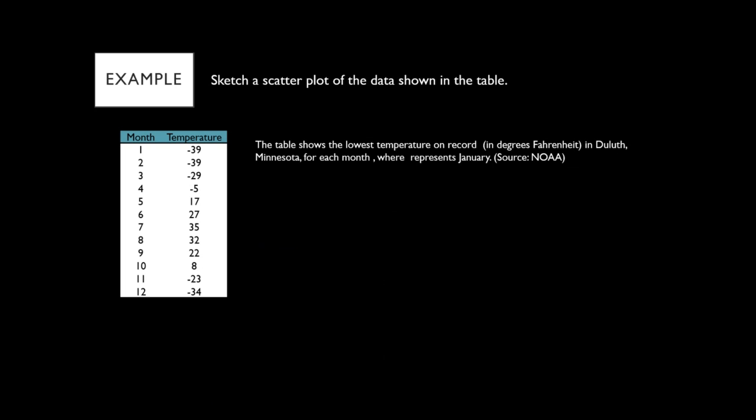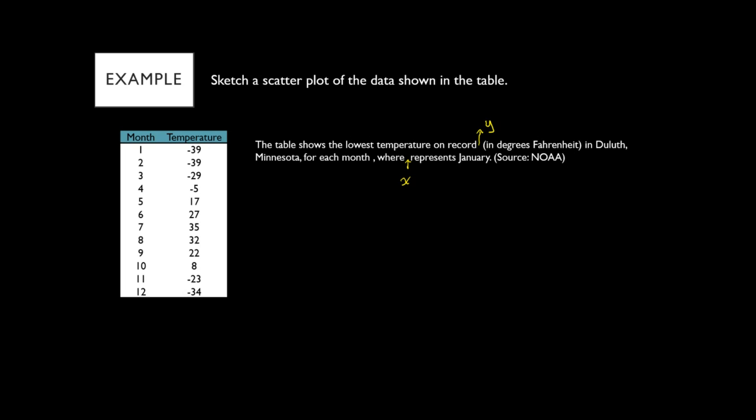So this is X. Oops, no, that's Y. I just said that time is going to be the X. So we've got the table shows the lowest temperature on record. So temperature is the output. It depends on the input. So the Y always depends on what the X is.